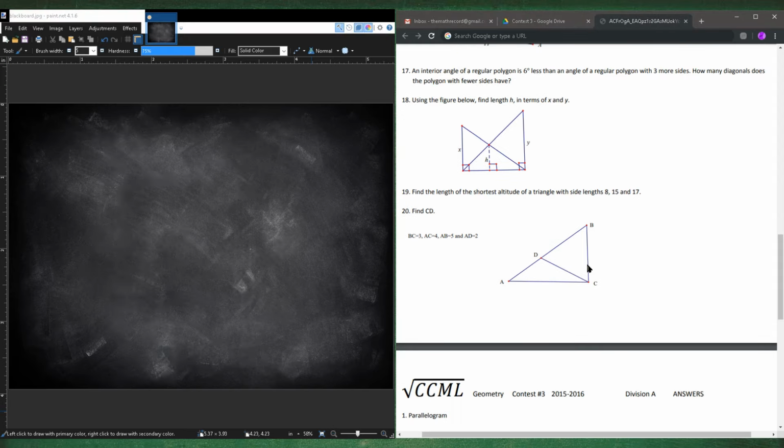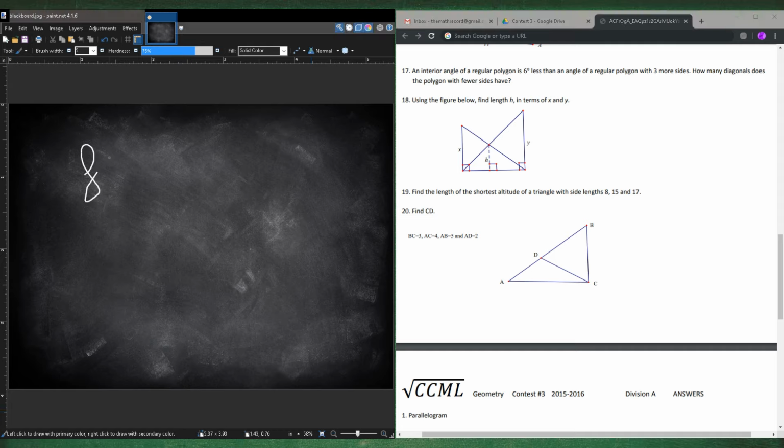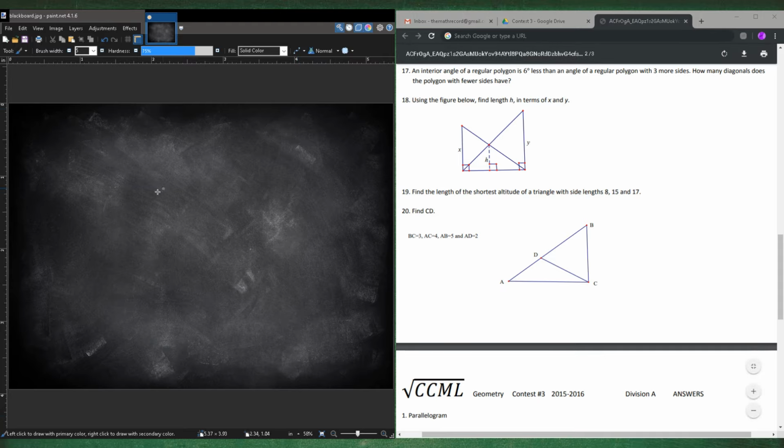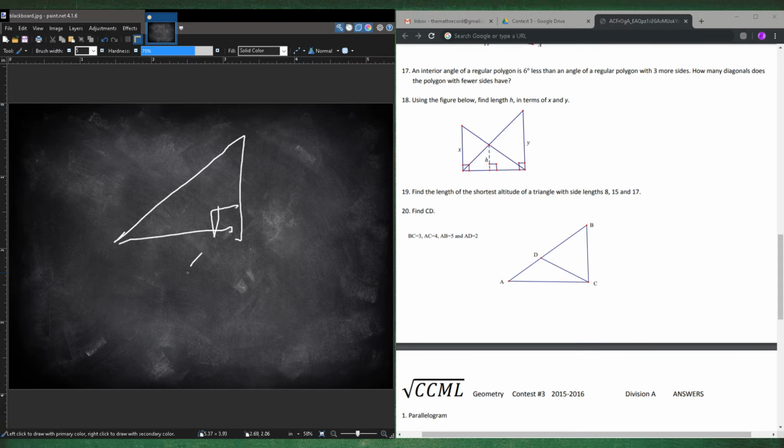Question 19. Find the length of the shortest altitude of a triangle with sides 8, 15, 17. The first thing you want to do is check that it's a right triangle. So 8 squared plus 15 squared is 289, and the square root of 289 is 17. So it does equal 17 squared, so it's a right triangle. That tells me we don't have to find two more side lengths, because with a right triangle with sides 8, 15, and 17, 8 is a height and 15 is a height. So the last height we need to look for is just this one.